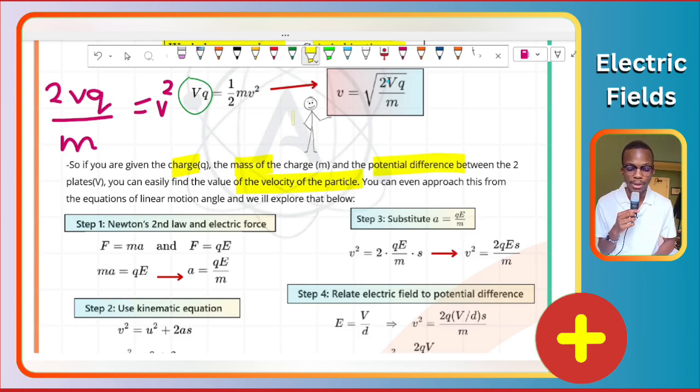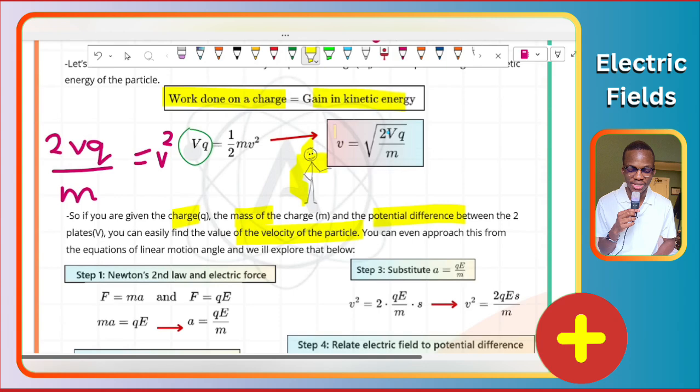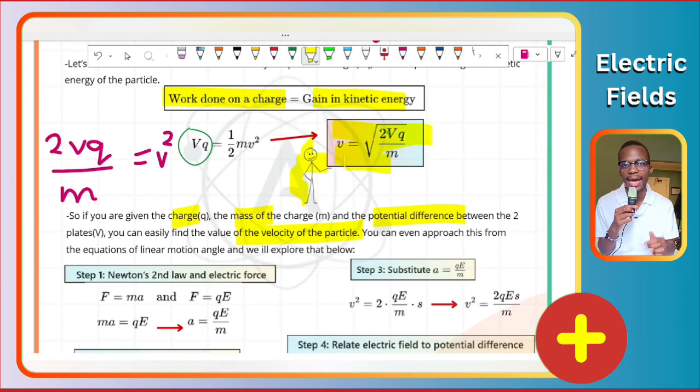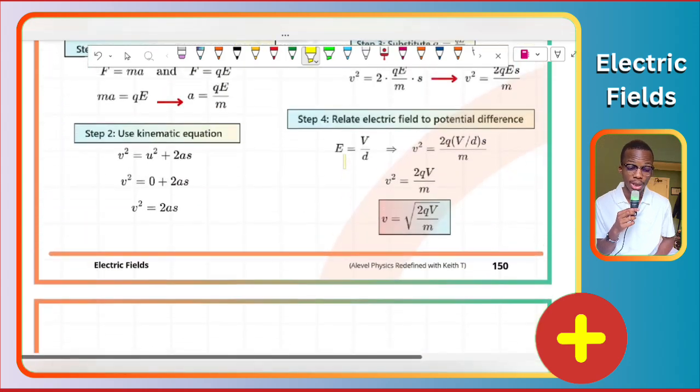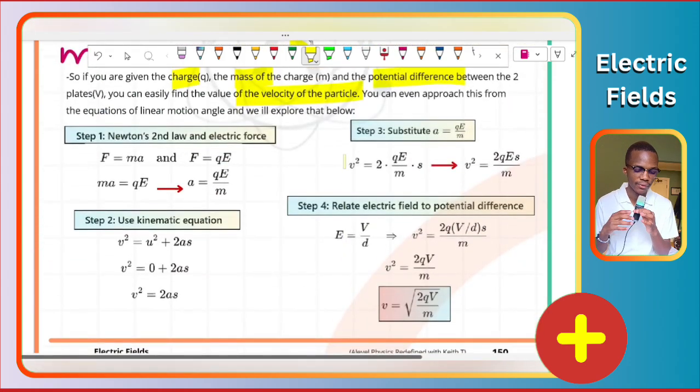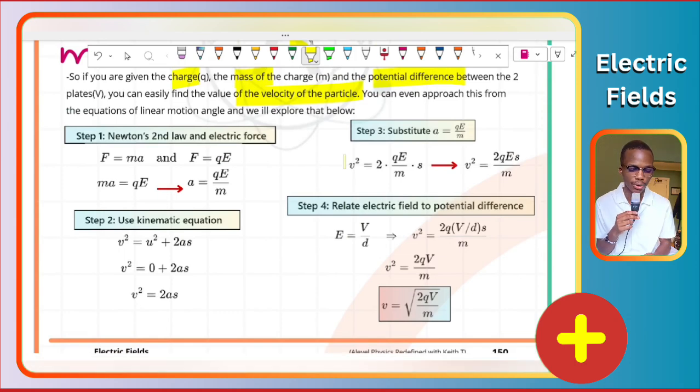So that's how we can describe motion. This little guy is holding up our equation, which is over here. So that's how we can describe the motion of particles within a uniform electric field. So there's another equation that you must be aware of. You can also use equations of linear motion, and we will explore that below.